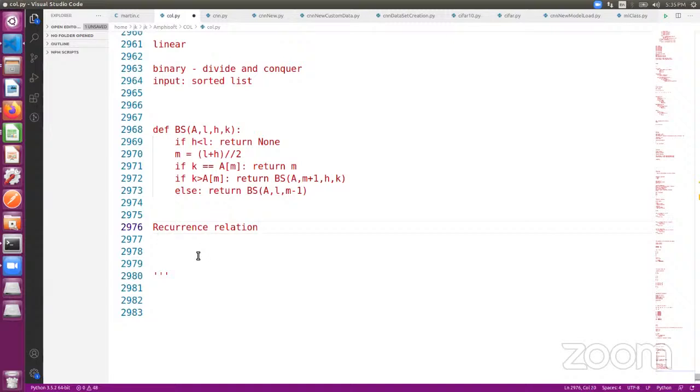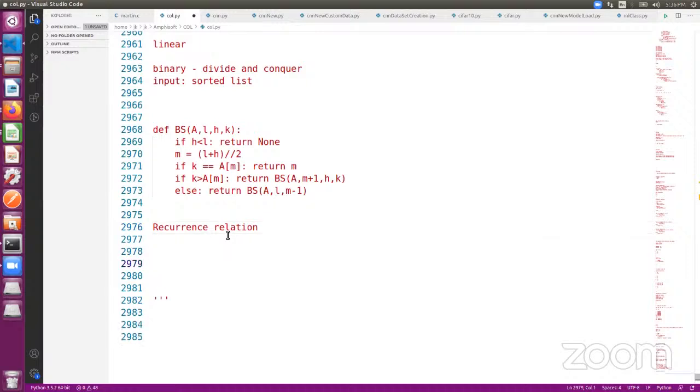It is nothing but calculating the time for each and every condition. That is called a recurrence relation. I'll tell you how to derive this recurrence relation also. If the number of elements is 1, what's the time taken? Number of elements is 2, what's the time taken? If there is a general case, how much time will it take? Step by step defining the time, that is called a recurrence relation. So now let us do it for binary search.